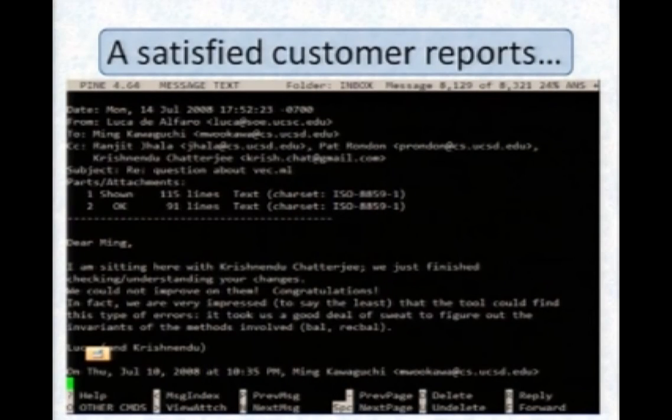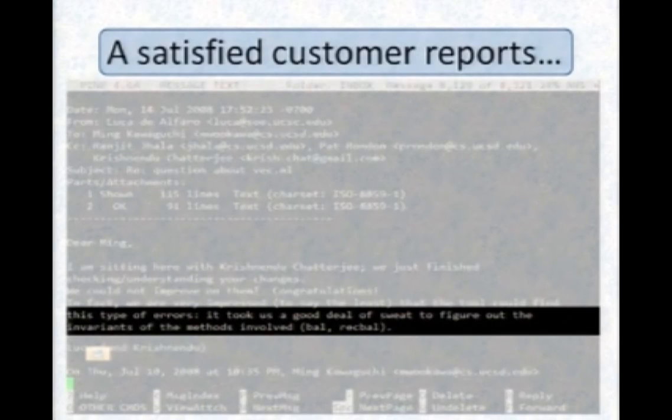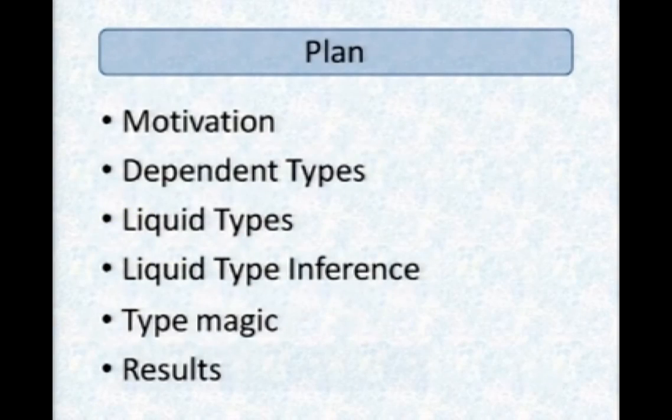Once you're finished with this, I'm almost done. Recursive, there's a gushing email from the author who says, wow, I can't believe you found this bug. It took us a great deal of sweat to figure out the invariants. They are pretty hairy, and it did take us a great deal of sweat too. But okay, so that's pretty much it.